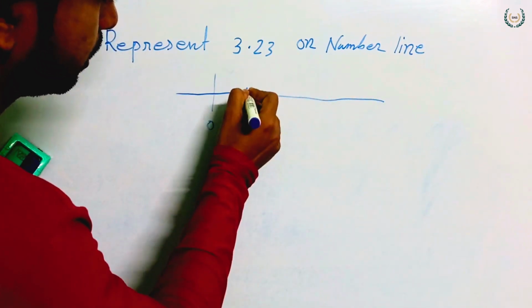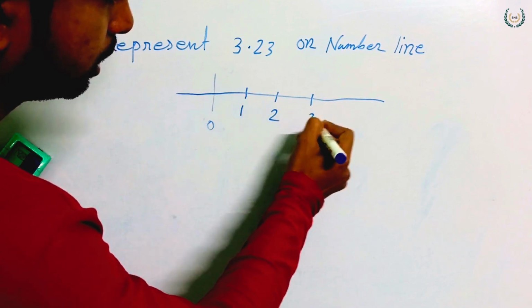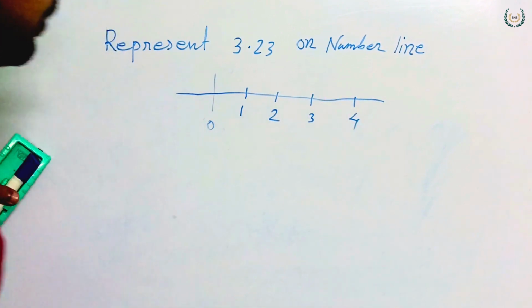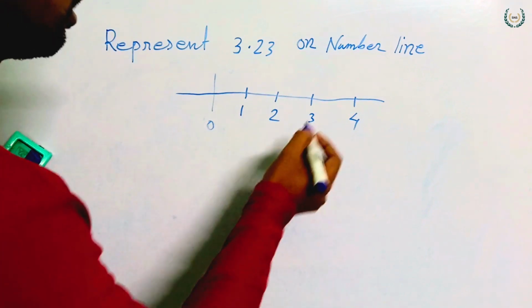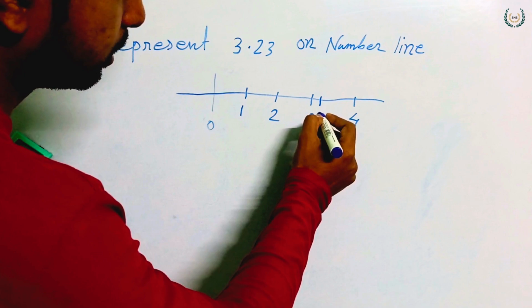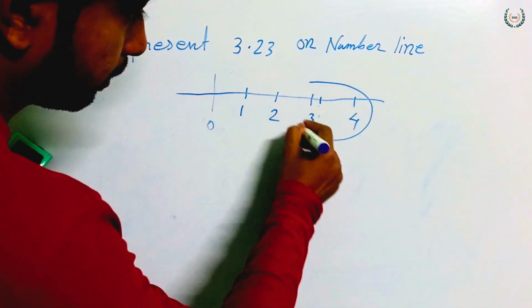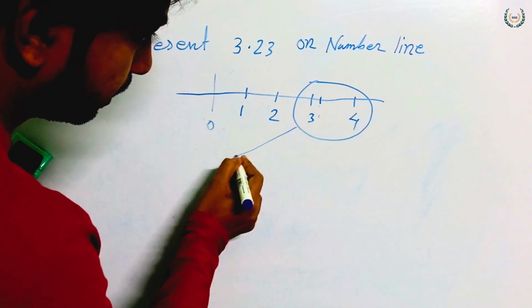This is 0, this is 1, this is 2, this is 3, this is 4. Okay, so it will be 3.1. Okay, you can represent it like this.